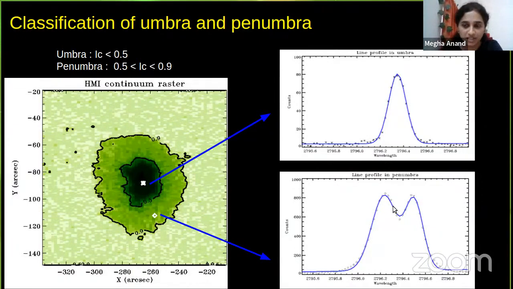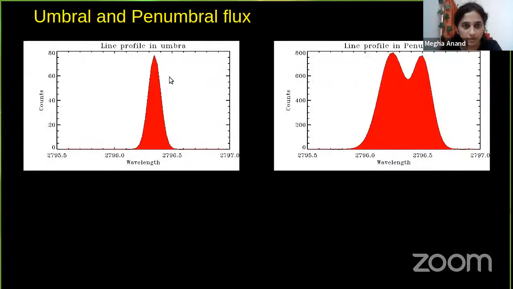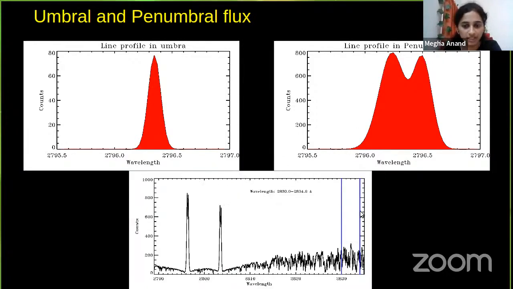Since we are interested in the magnesium index, we need to find the line and continuum intensity. For that purpose, we fit a single Gaussian for the case of umbra and double Gaussian for penumbra. And the area under these curves for both umbra and penumbra is considered as line intensity. And in order to obtain the continuum intensity, we get an integrated intensity in the 2830 to 2834 angstrom range.